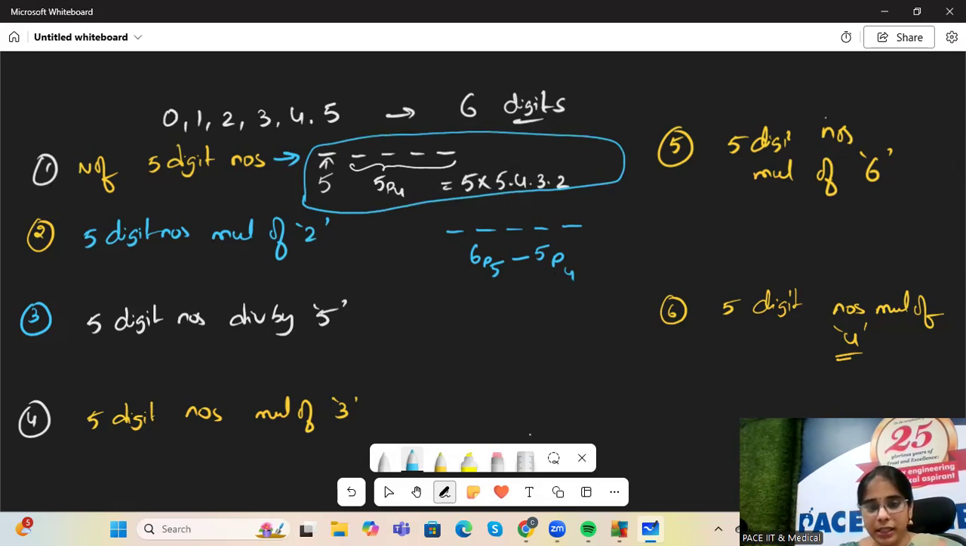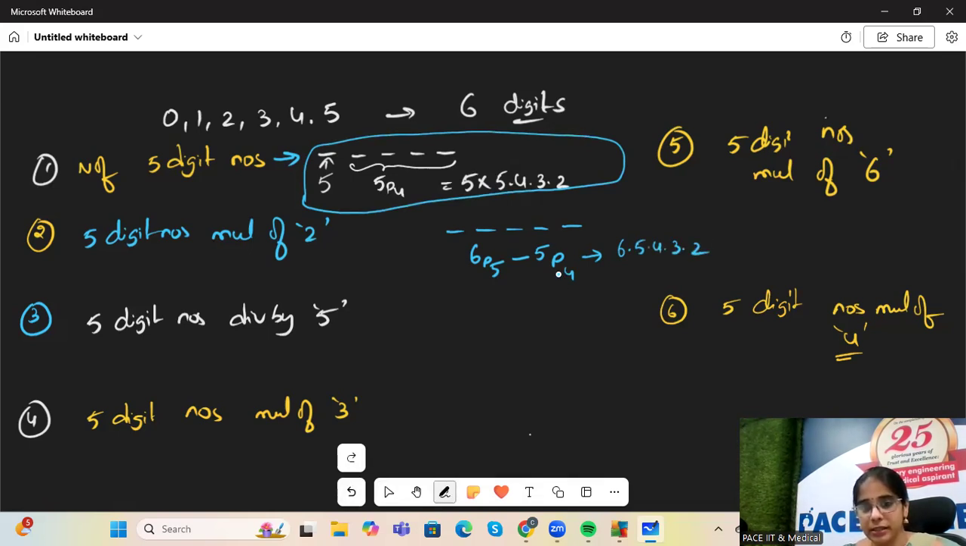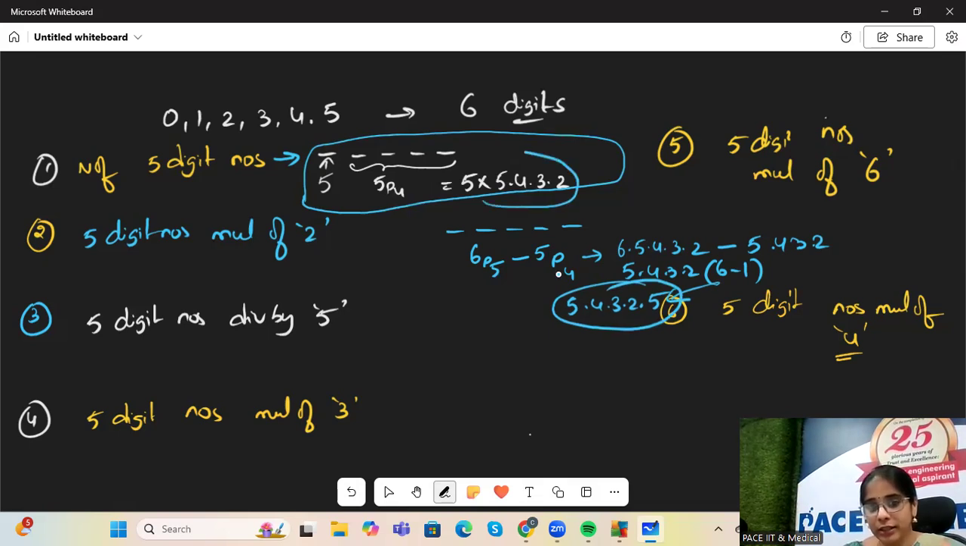Right? Now just think about writing this answer here. What is 6P5? 6, 5, 4, 3, 2. 6P5, that's it: 6 reducing 5 times. Minus 5P4, which is 5, 4, 3, 2, the product of these. Now if you remove the common 5, 4, 3, 2, you are left with 6 minus 1 here, which is again 5, 4, 3, 2 into this 5, which is the same as your earlier answer. Did you check that?